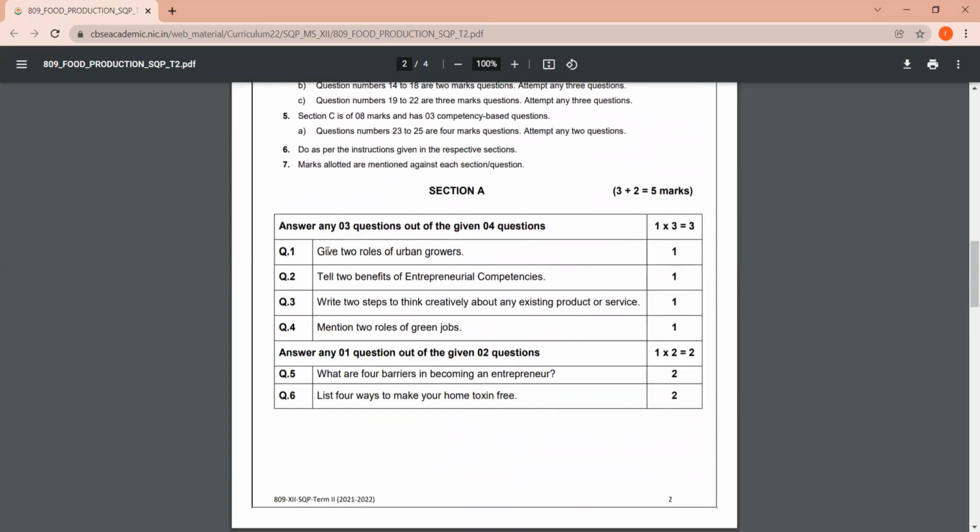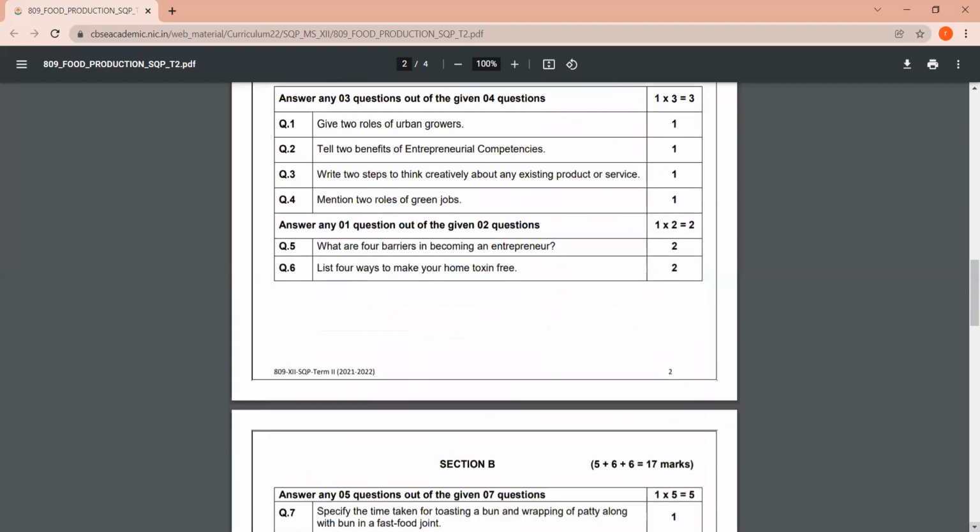So this is section 1 that has 4 questions. Firstly, a 1 mark each, out of which you're supposed to answer 3. And in the second part of the same section, as I did mention earlier, you have 2 questions of 2 marker, out of which you're supposed to answer 1. So that makes it 5 marks for this section now.